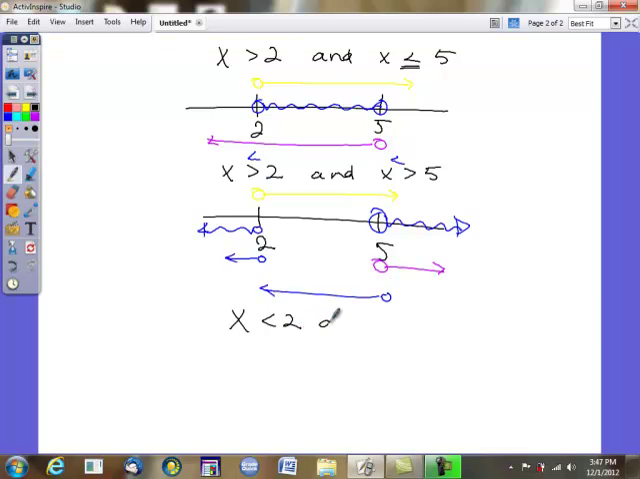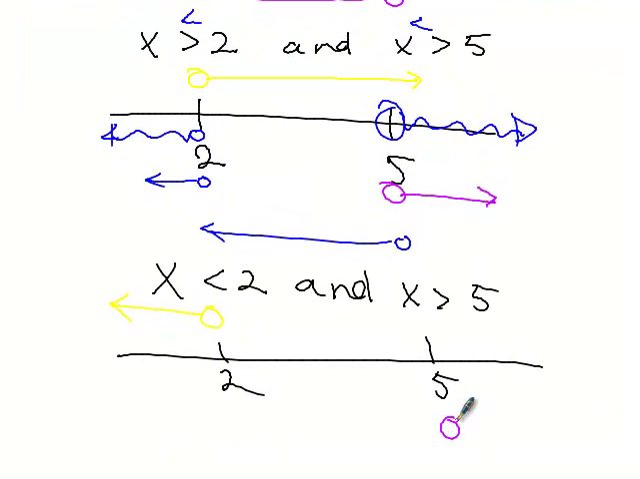x is less than 2, x is greater than 5. Here's my 2, here's my 5, and I look at them independently first. Less than 2, greater than 5, and I ask myself, where do they share? What do they have in common? In this example with an and, they don't. This is a no solution. There's no place I can be less than 2 and bigger than 5 at the same time.